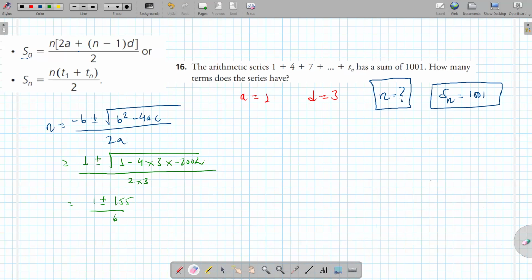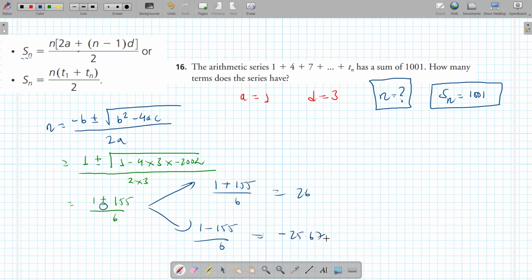So what this means is that you have 2 different answers. Remember, quadratic, you can have two x-intercepts. One of them will be the plus, so you do 1 plus 155 divided by 6. The other one will be the minus, so it'll be 1 minus 155 divided by 6. So 156 divided by 6 is 26. 1 minus 155 divided by 6 is negative 25.67.